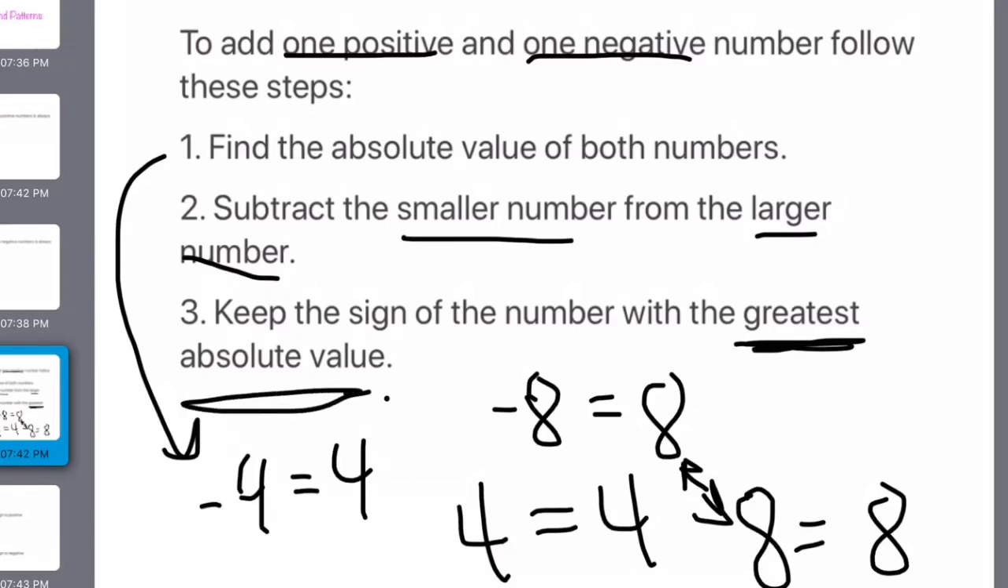These steps might seem a little confusing, but when we look at them with examples, I think they'll make more sense to you. So let's take a minute, pause the video, and copy these steps for rule number 3 into your spiral, and then we will look at some examples together.